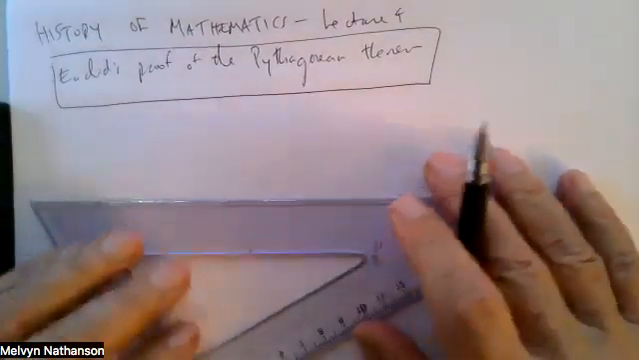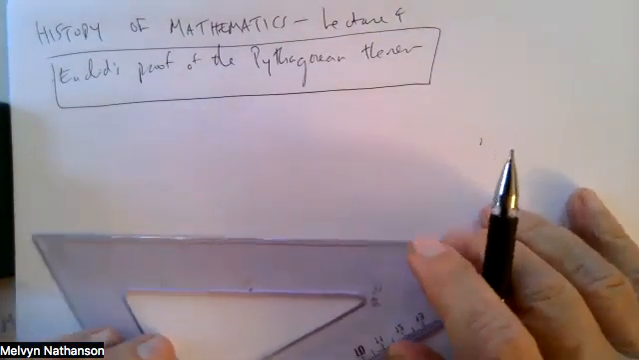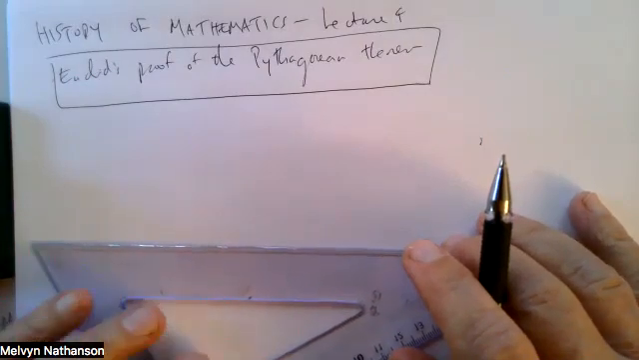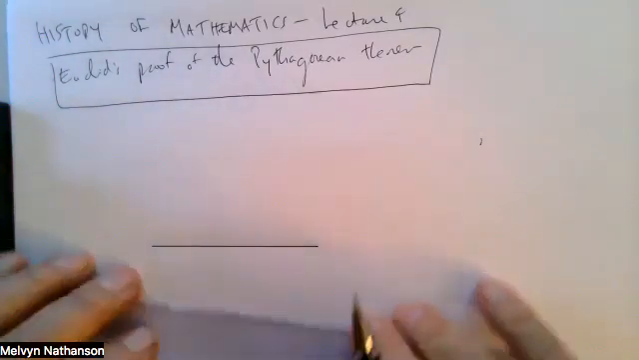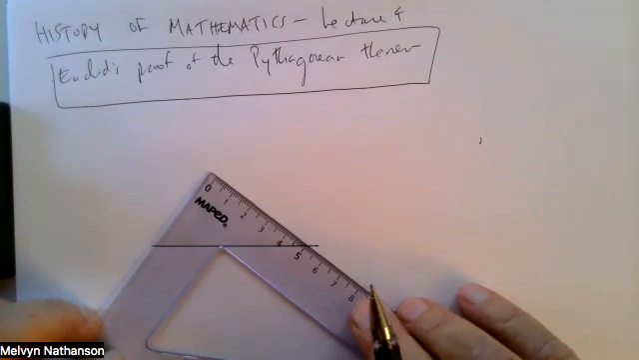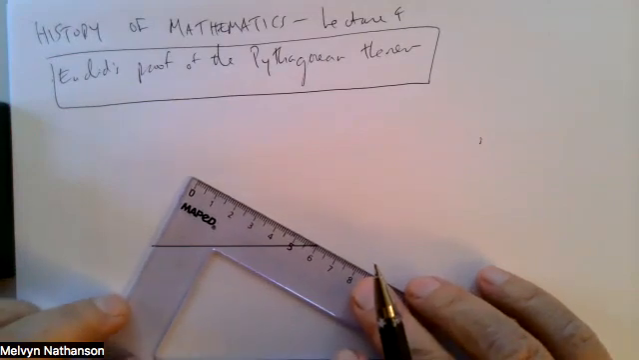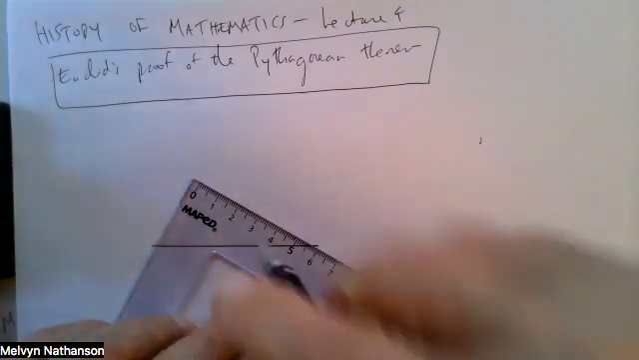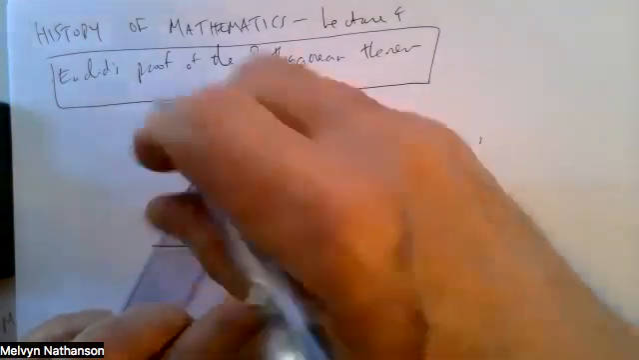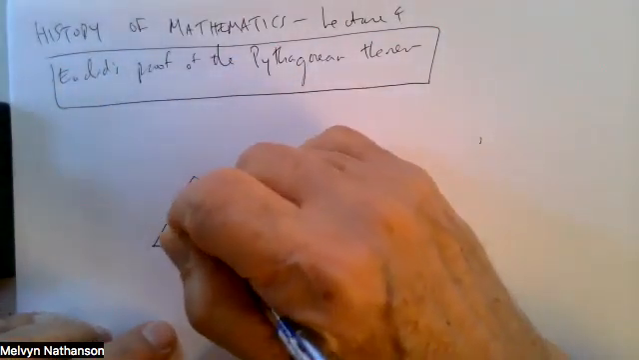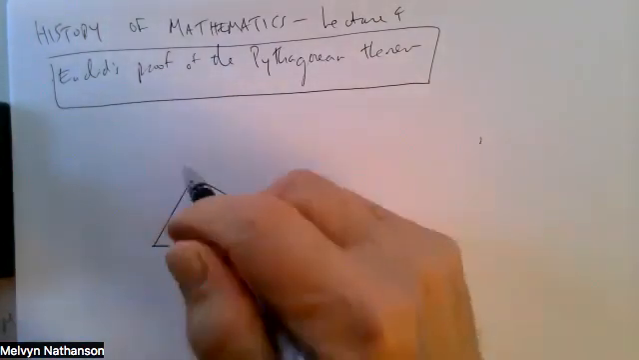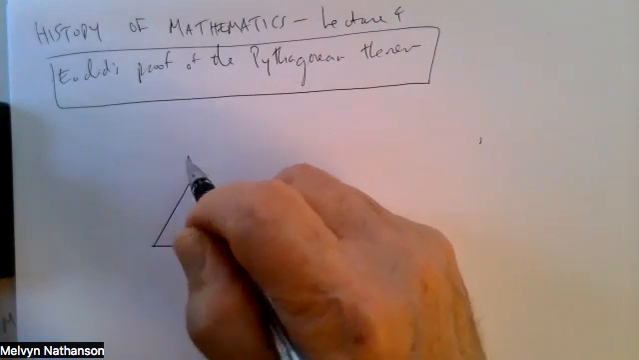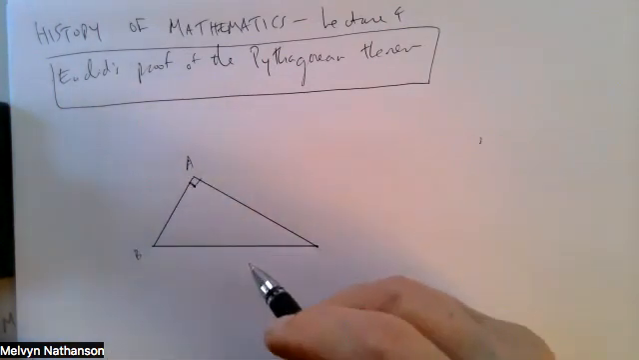So let me draw a right triangle. So this is a right triangle with this as the right angle. And we label the vertices A, B, and C.